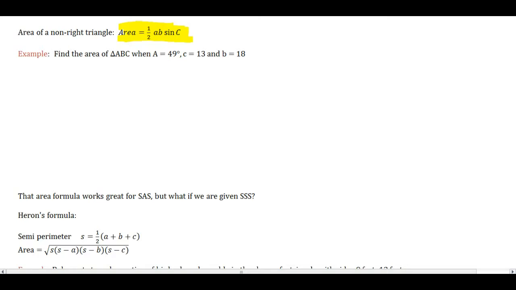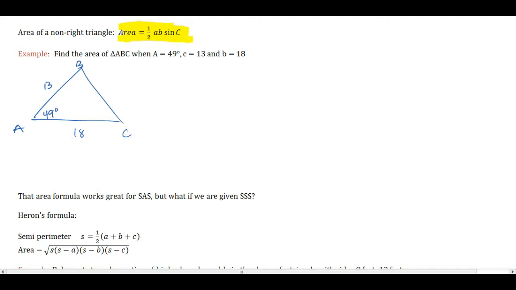So let's just show you how those two area formulas work. They're about as simple as can be. You draw yourself a triangle, A, B, C. This is 49 degrees, and then I got little c, which is 13, and little b, which is 18. And lo and behold, I have angle, side, angle. Now, if I didn't, I would use law of sines or law of cosines, I guess, in this case, to find out some of the missing information.